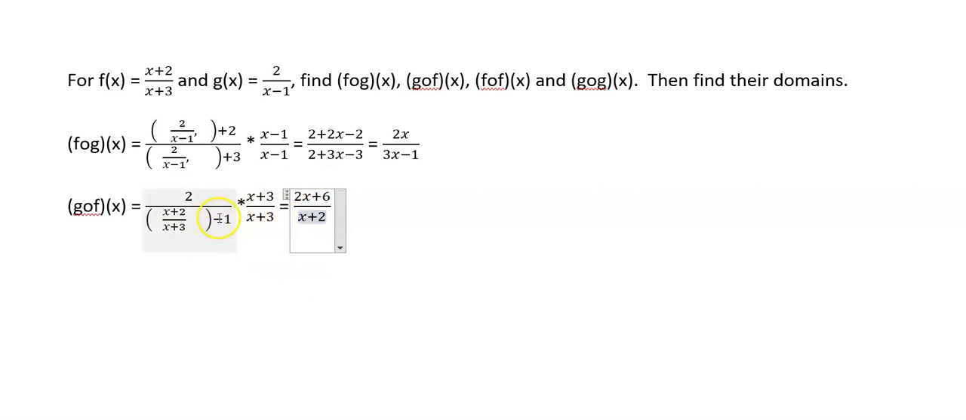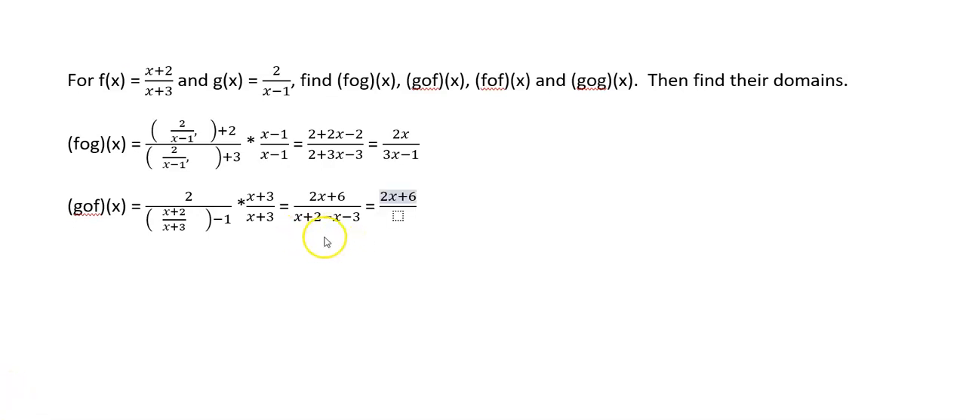And then let's not forget that the minus 1 has to multiply times the x plus 3, and think of it as distributing, so we'll get negative x minus 3. Now the only thing left to do is to clean up the bottom of that fraction.